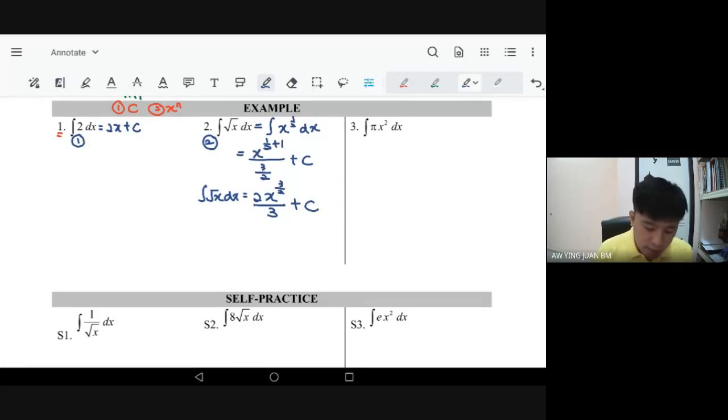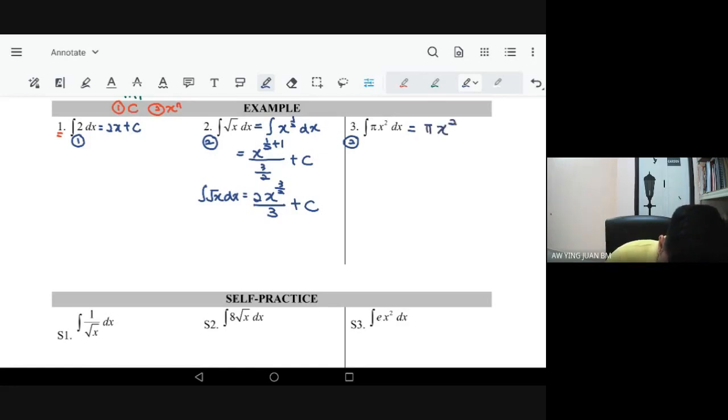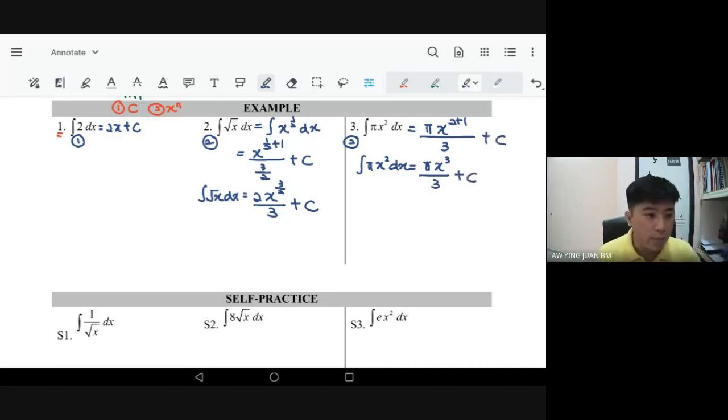Question number 3. Example number 3. Saya masih guna rules yang kedua. Okay, rules yang kedua. Iaitu, saya tak perlu modify untuk soalan ni sebab saya boleh nampak dengan clear. Iaitu, pi multiply with X to the power of 2 plus 1 over 2 plus 1. So, kita dapat 3. Rewrite. So, saya dapat integrate pi multiply with X square with respect to X. Jawapan saya adalah pi X to the power of 3 over 3 plus C. Begitulah untuk example 1, example 2, and example 3.